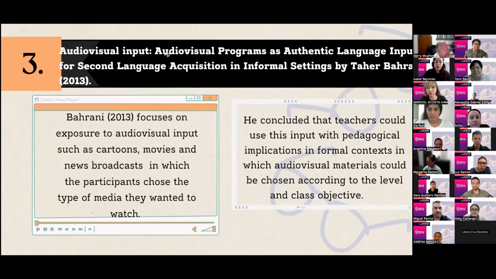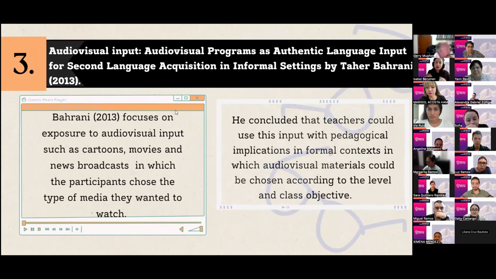The third one is about audiovisual input as well. It's using audiovisual programs as authentic language input for second language acquisition. This one's about informal settings. What Barani did was offer different sources of input, cartoons, movies, and news broadcasts, to different groups. And they decided the one that they wanted. It was informal, but he concluded at the end that if you have a clear research objective, and if you choose an appropriate level, this can be used with pedagogical interventions.